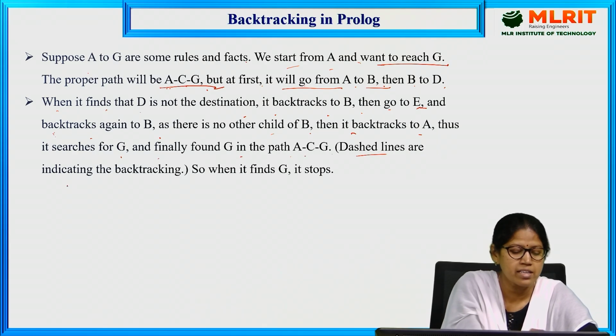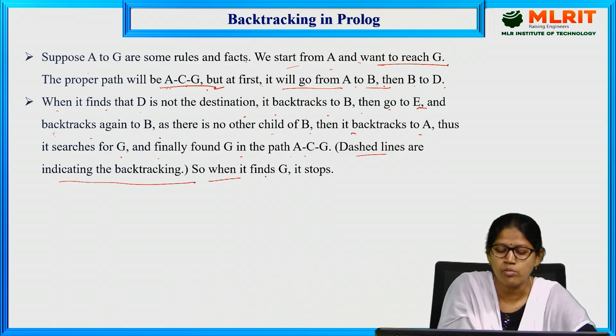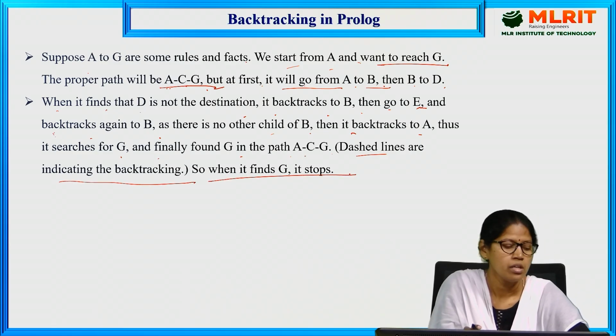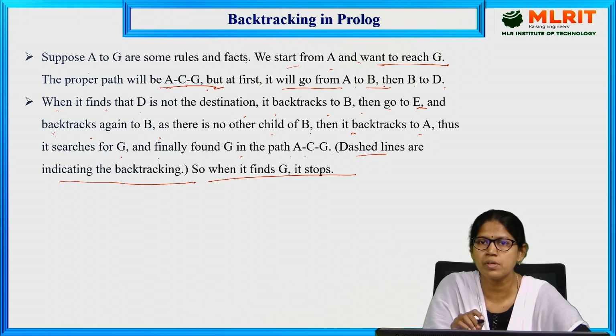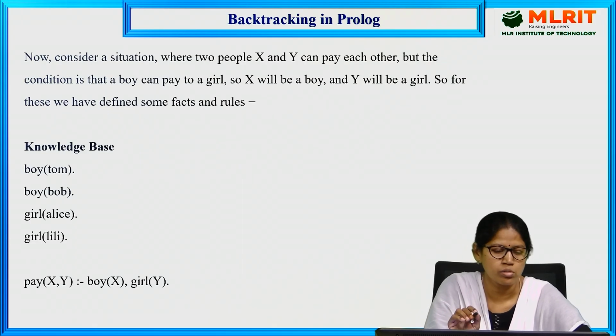The dashed lines are indicating the backtracking. So when it finds a G, it stops exploring the remaining nodes, because G is the goal node.